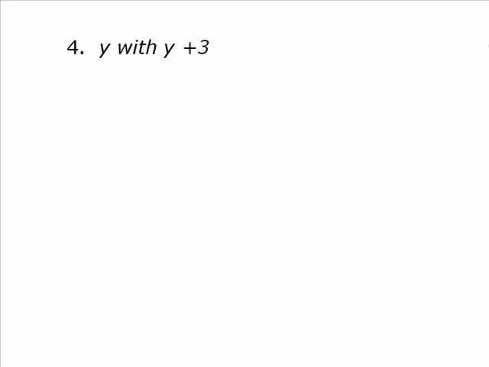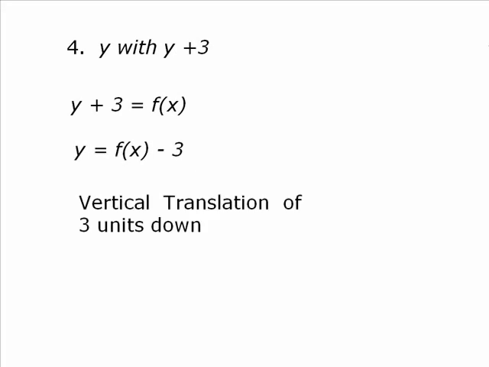Then if we replace y with y plus 3, let's see what happens. Y plus 3 equal f at x. Most people are inclined to isolate the y, so they get y equal f at x minus 3. And this tells us there's the vertical translation of 3 units down. However, had you left it in the y plus 3 equal f at x, you'll see that it behaves exactly like a horizontal one, which is to say that it's opposite the sign.